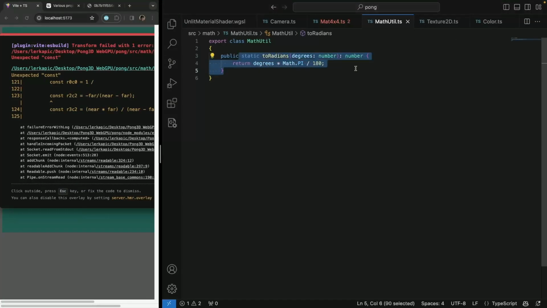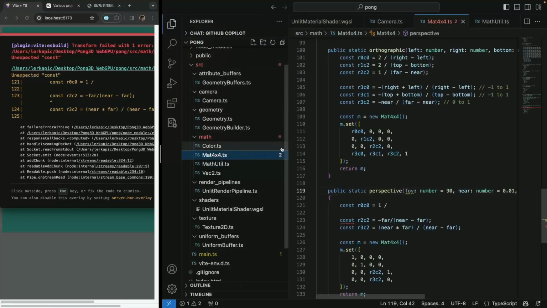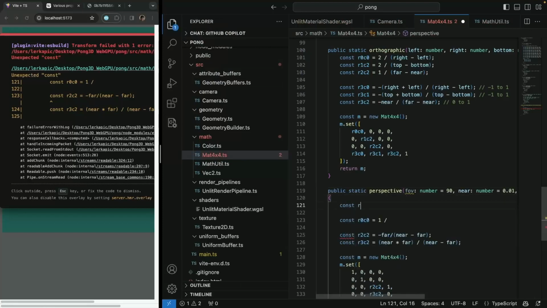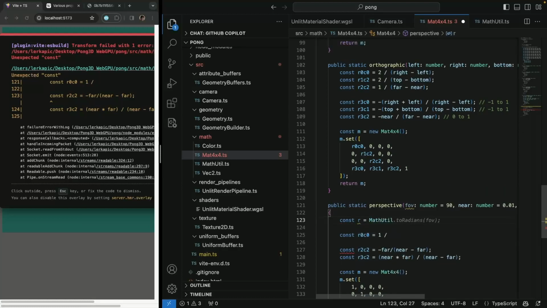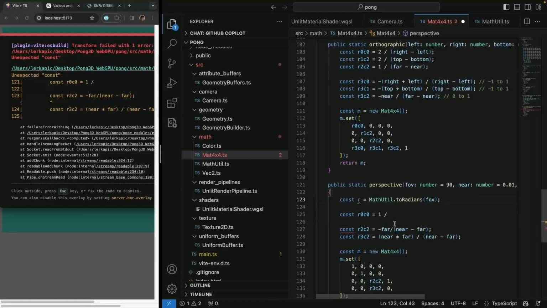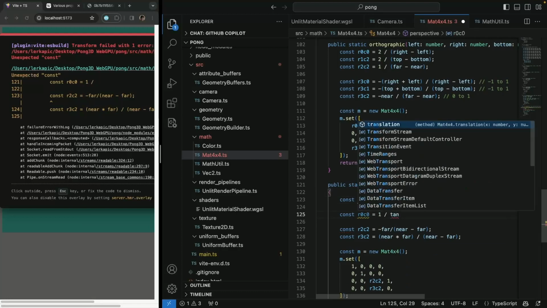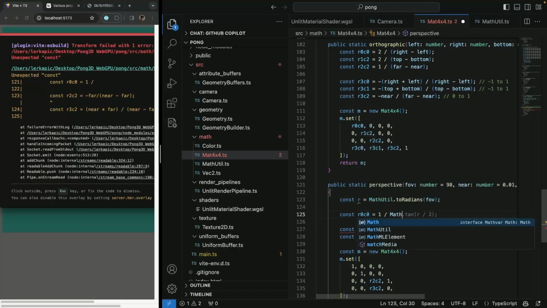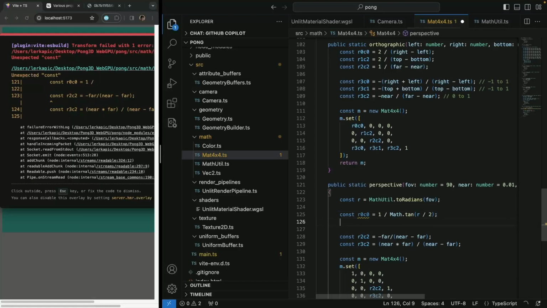But anyway, so we have this radians. I'm not going to explain because it's pretty simple. It's just x over degrees. You can solve for it. But let's go further. So we're going to just have here const radians, and it's going to be math-util to radians field of view, and then, what did I mention? We need tangent of radians over 2. And then the same for y.